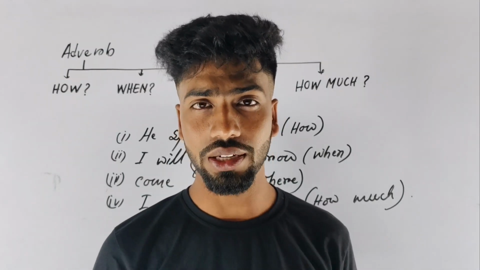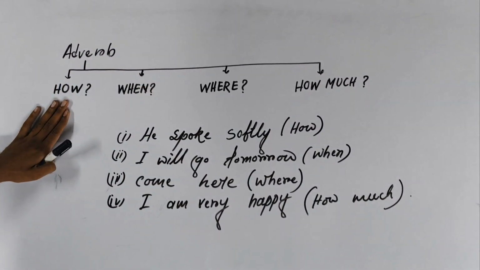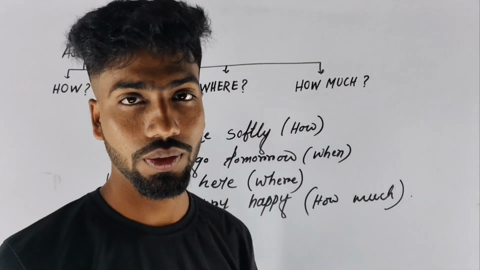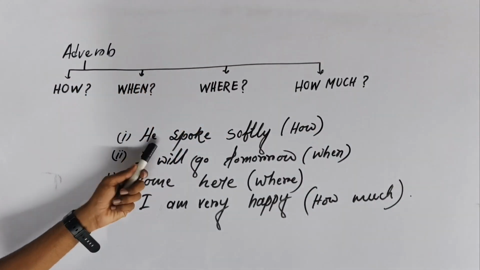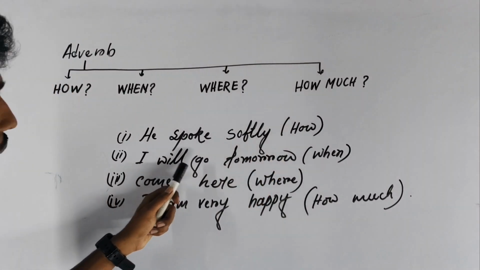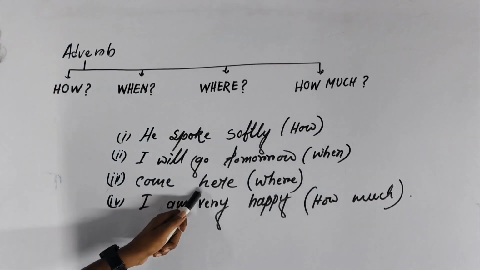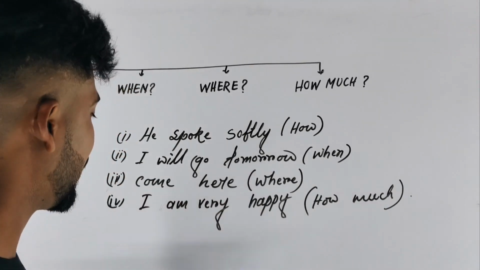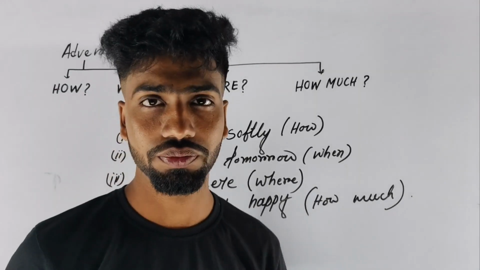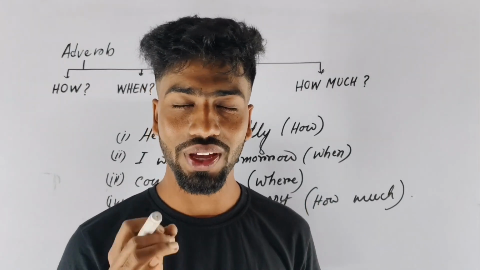Adverb usually answer 4 important questions. Okay. First one, how. Okay. Next, when. Next, where. And last one, how much. Okay. For example, he spoke softly. Here, how. Next, I will go tomorrow. Okay. Here, when. Next, come here. Okay. Here, where. And last one, I am very happy. Here, how much. If a word answer one of these 4 questions, it's probably an adverb.